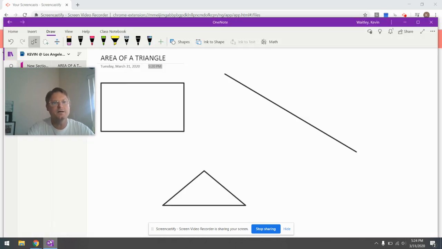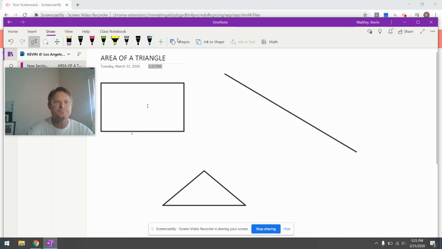Hey there. Today we're going to take a look at the area of a triangle. Okay, so there you go, area of a triangle. And you're like, area of a triangle, but Mr. Whately, you drew a rectangle. I know. I'm going to use that to explain where the triangle area formula comes from.